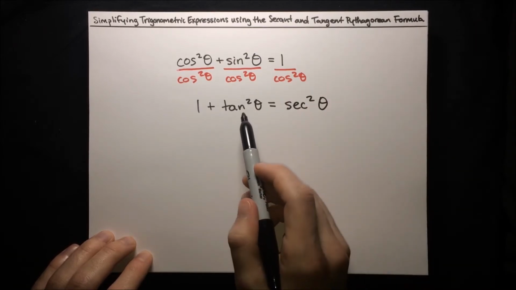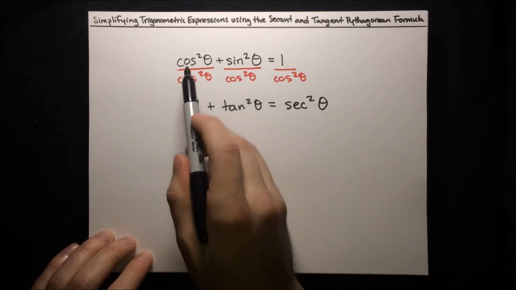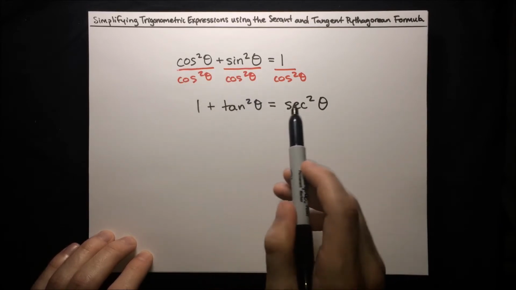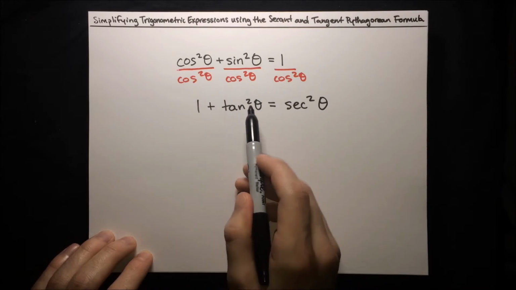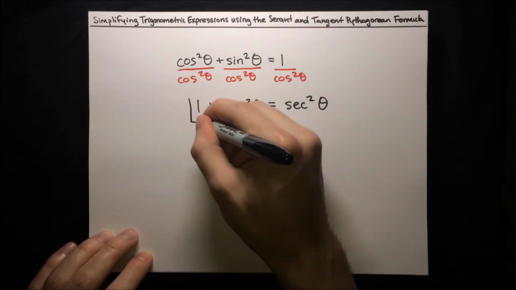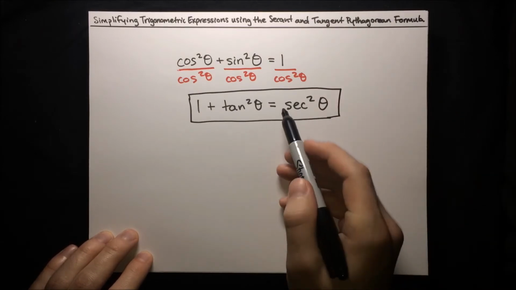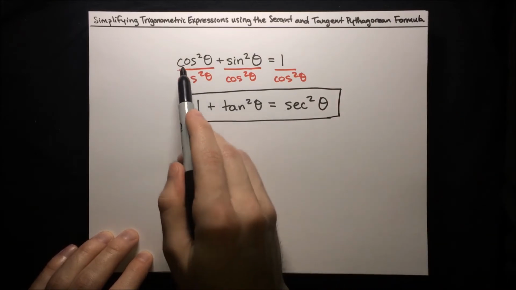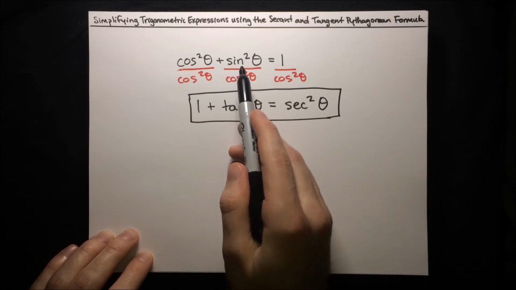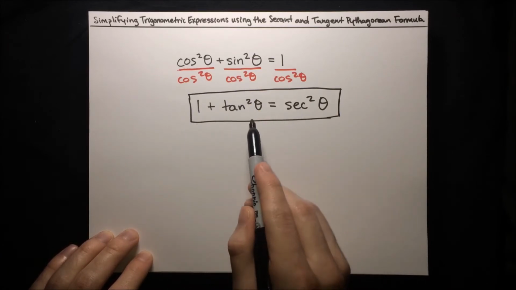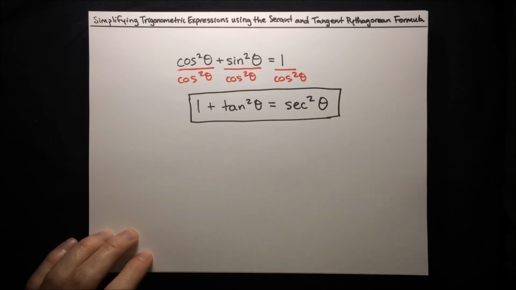So here we've got another formula which looks pretty similar to the cosine and sine Pythagorean formula, but now we've got tangent and secant: 1 plus tangent squared theta equals secant squared theta. This formula is really important. It's almost as important as the cosine and sine Pythagorean formula, and we're going to be using the tangent and secant formula in particular in these coming examples.